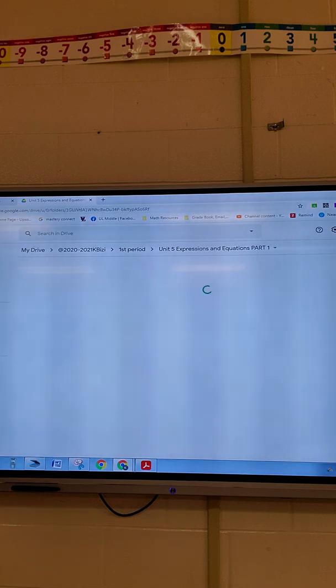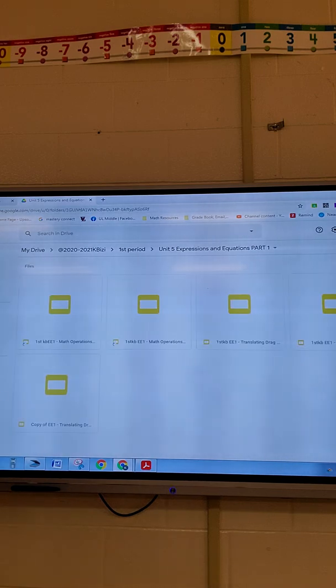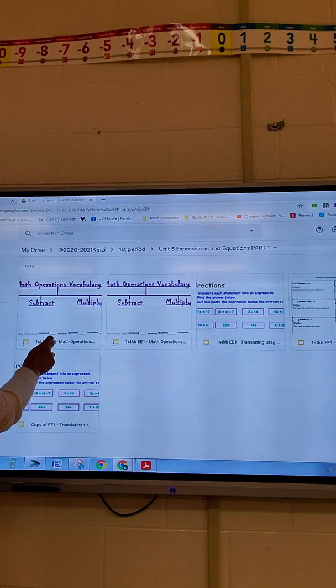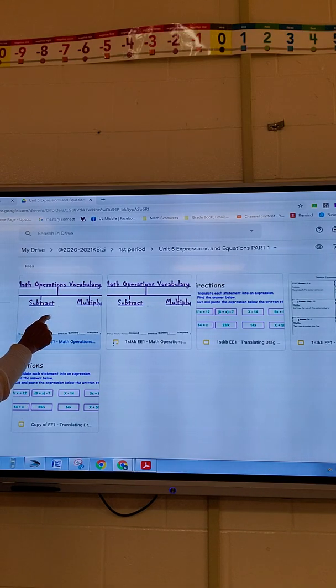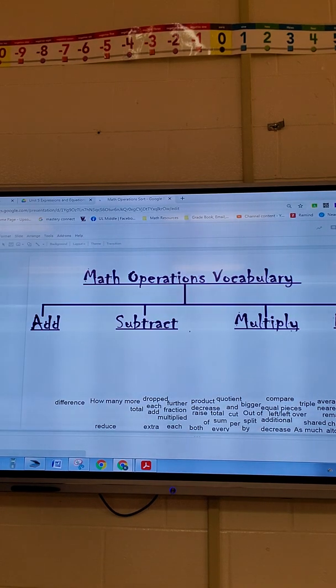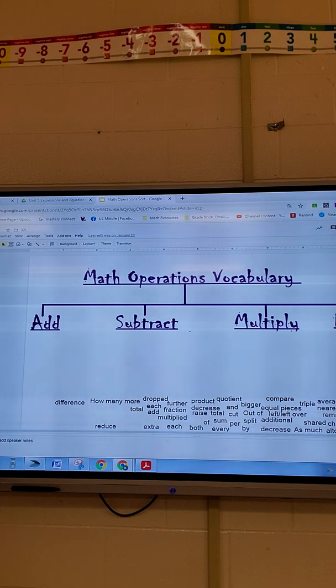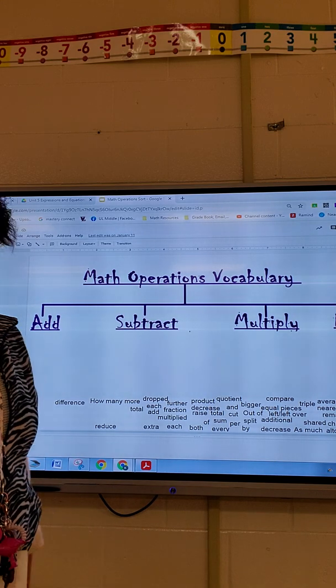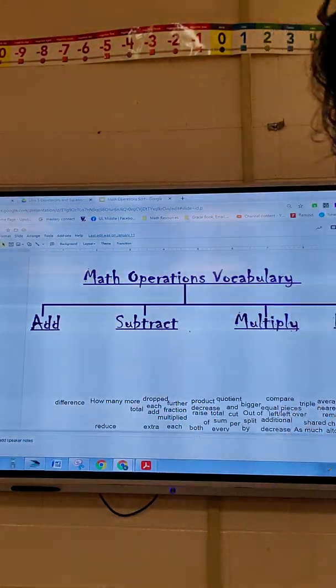Math vocabulary sort. I want you to open that up. It looks like this. Okay? And what you're going to do is you're going to take these words at the bottom and you're going to drag them up to where they go in this tree map. Now, let me give you a little bit of advice and a little bit of direction on this.